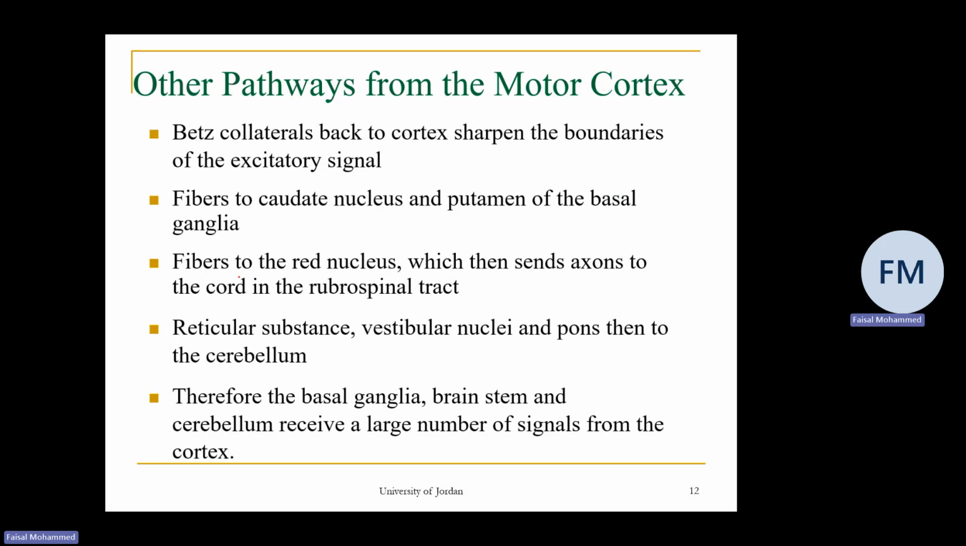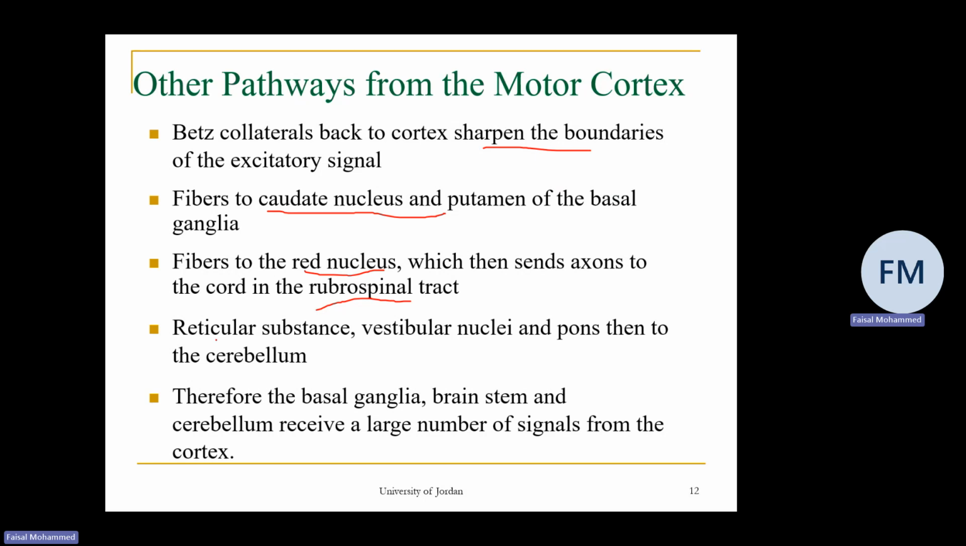Other pathways from the motor cortex: collaterals back to the cortex, which sharpen the boundaries. Fibers to the caudate and putamen. You remember that these are the basal ganglia fibers. What we call corticostriatal, because the caudate and putamen are called striatum. Fibers to the red nucleus, corticorubral, and from there the red nucleus gives down the rubrospinal fibers, and the rubrospinal with the lateral corticospinal are excitatory to the flexors and inhibitory to the extensors. That's why they are sometimes called lateral system pathways.